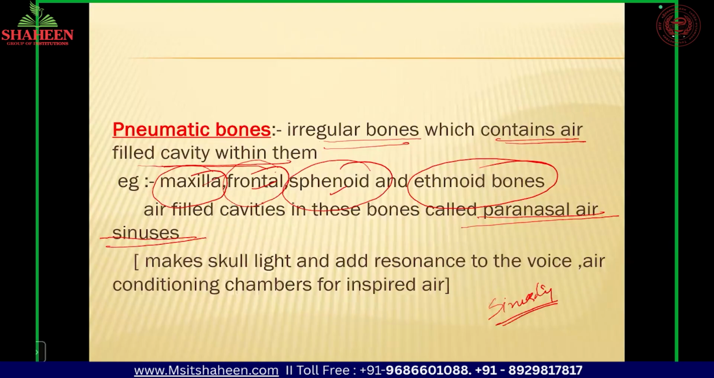Sinuses means some pores, some kind of air-filled cavities, are present, and those cavities will be filled with air. It is not there in every bone, only specialized bones have these kind of cavities. That is the maxilla, frontal, sphenoid, and ethmoidal bones.